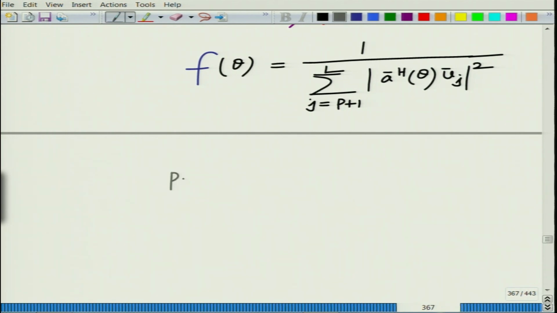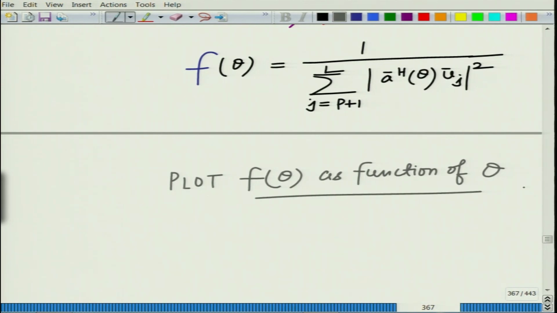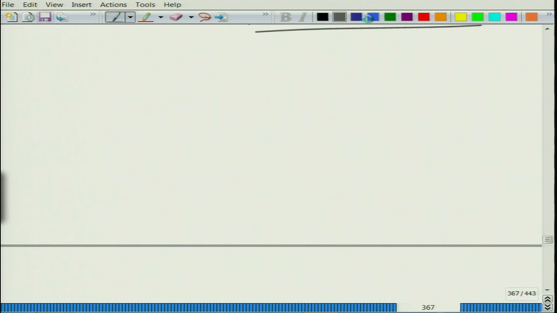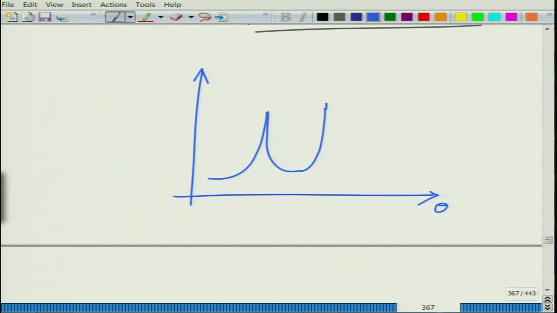Now, the final step is plot f of theta as a function of theta, and where you have the peaks, right. So, these are your axes, plot this as a function of theta, and your peaks, right. So, this peak will correspond to, this will be your theta 1, this will be your theta 2, so on and so forth, this will be your theta p.